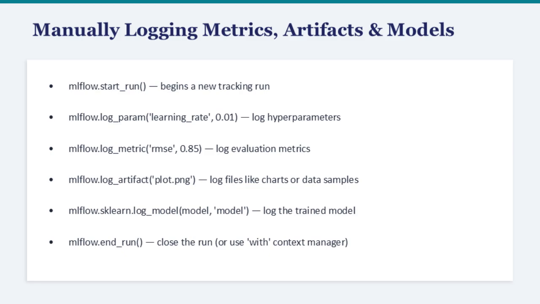MLflow.logArtifact actually saves the file like plots, data samples, and configuration files. And finally, MLflow.sklearn.logModel, or the equivalent for other frameworks, that actually saves the trained model itself. When you are done, you call MLflow.endRun, or better, use a with statement like with MLflow.startRun, and everything is automatically cleaned up for you. Know the difference between params, metrics, and artifacts. Params are input configuration, metrics are output measurements, artifacts are files, and models that you build are a special type of artifact. The exam actually tests this distinction.